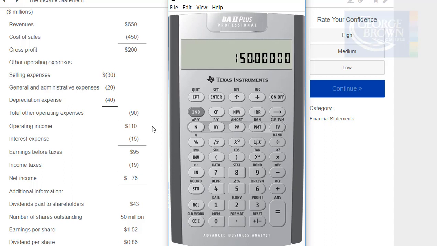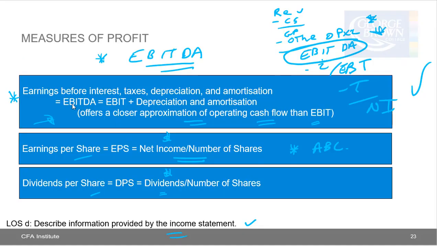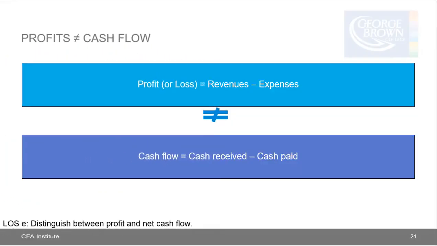And we're doing that to more closely perhaps approximate the cash earnings, operating cash, because you can see that the income statement is including a non-cash item, depreciation expense. Okay, so that is just finishing off the earnings before interest and tax, depreciation and amortization, EBITDA. Learning outcome statement E is distinguish between profit and net cash flow. So we can see ABC Company had a net profit of 76 million, okay, but that doesn't necessarily match the cash flow for the year 20X2.